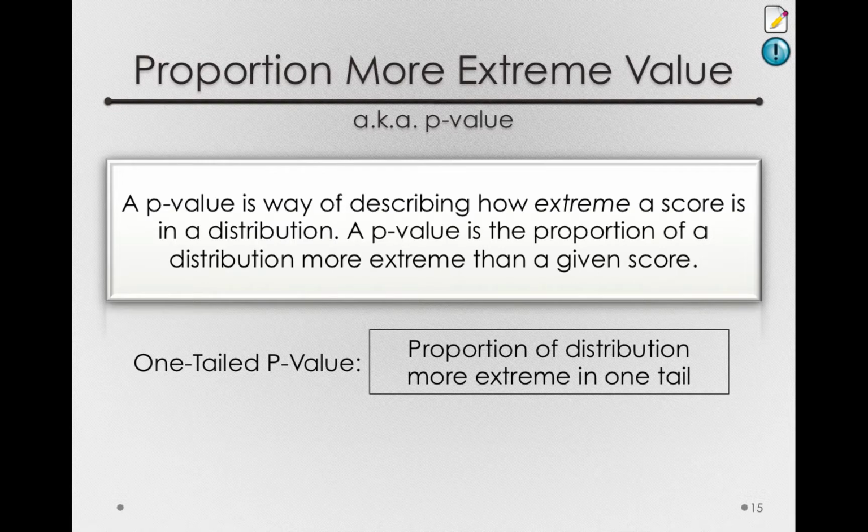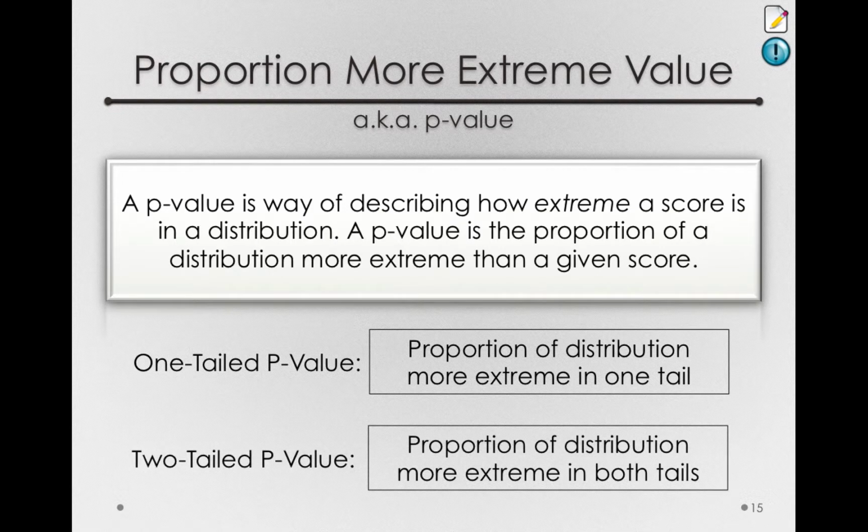Now, another variety of p-values is called a two-tailed p-value, and that's the proportion of distributions more extreme in both tails. That's like asking what proportion of sample means simply by chance alone would be 106 or greater or 94 or less. This answers the question, how much of the sampling distribution showed sampling error as extreme or more extreme than what we have obtained.